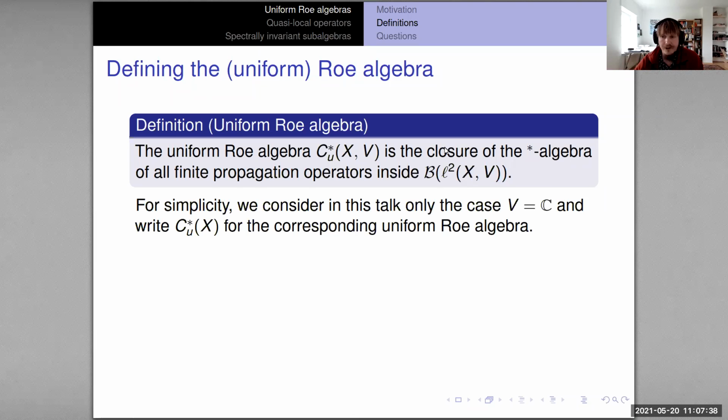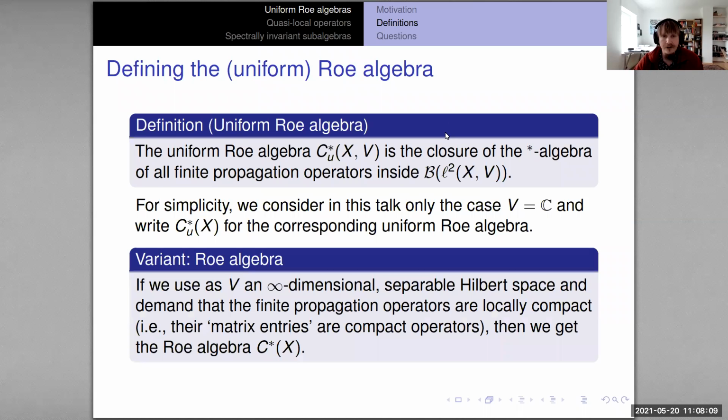So for simplicity in this talk, we just consider the case of V being the complex numbers. And we just write C*_u(X) for the corresponding uniform Roe algebra. So that's an invariant that you attach to an arbitrary metric space. Or for example, usually what I do is then to pass to the K-theory of this. But this is something fundamental that you can do with the metric space because it encodes in a fundamental way the metric of the space.